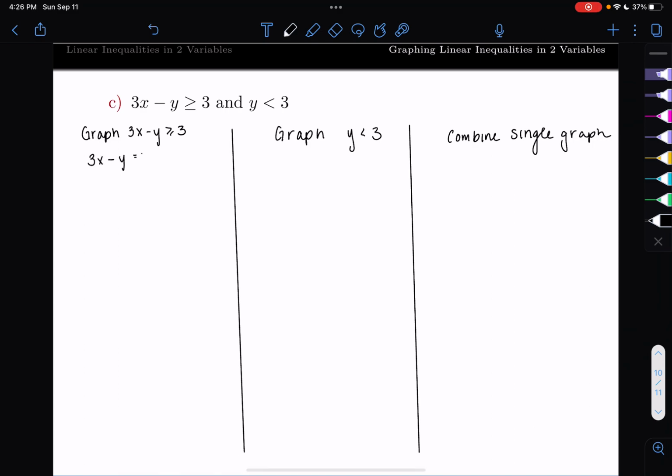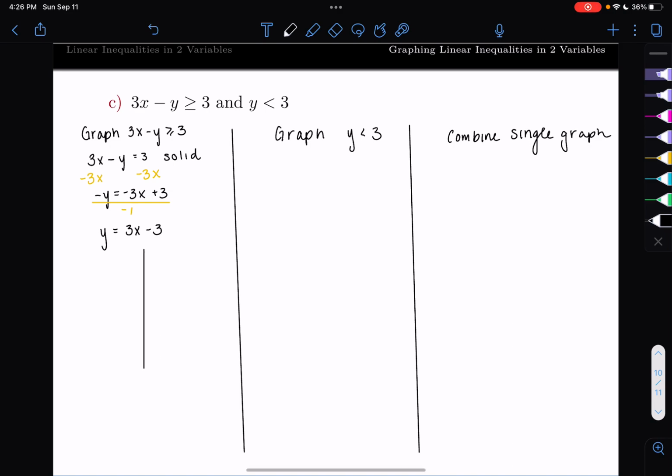3x minus y equals 3. And we want it to be solid because we have that bar underneath. So we've got to put it in slope-intercept form. So let's go ahead and subtract 3x, which gives us -y equals -3x plus 3. And then we need to change the sign on everything. So it gives us y is equal to positive 3x minus 3.